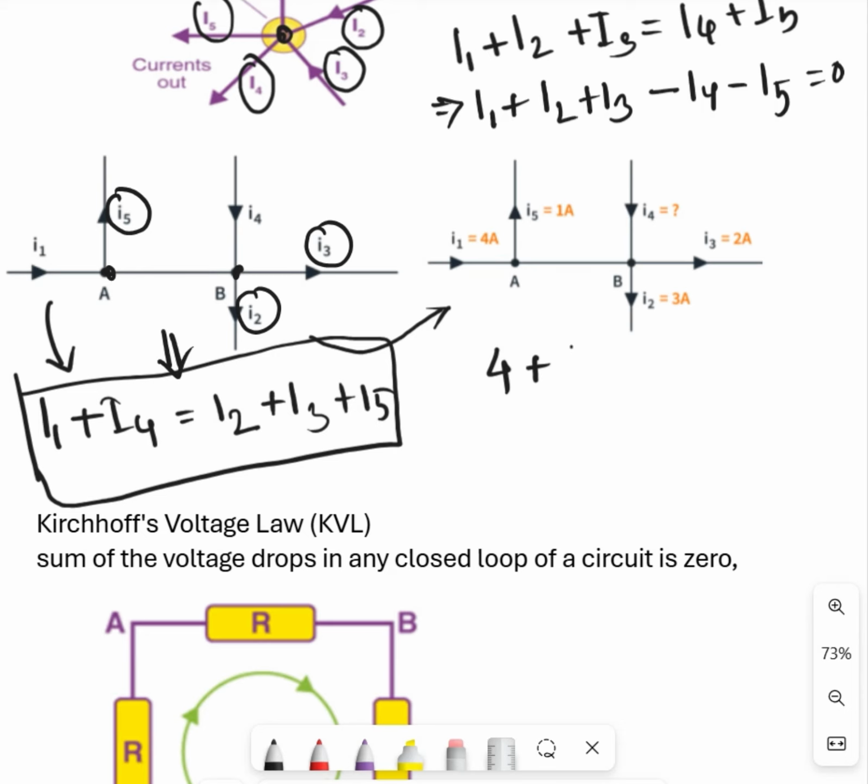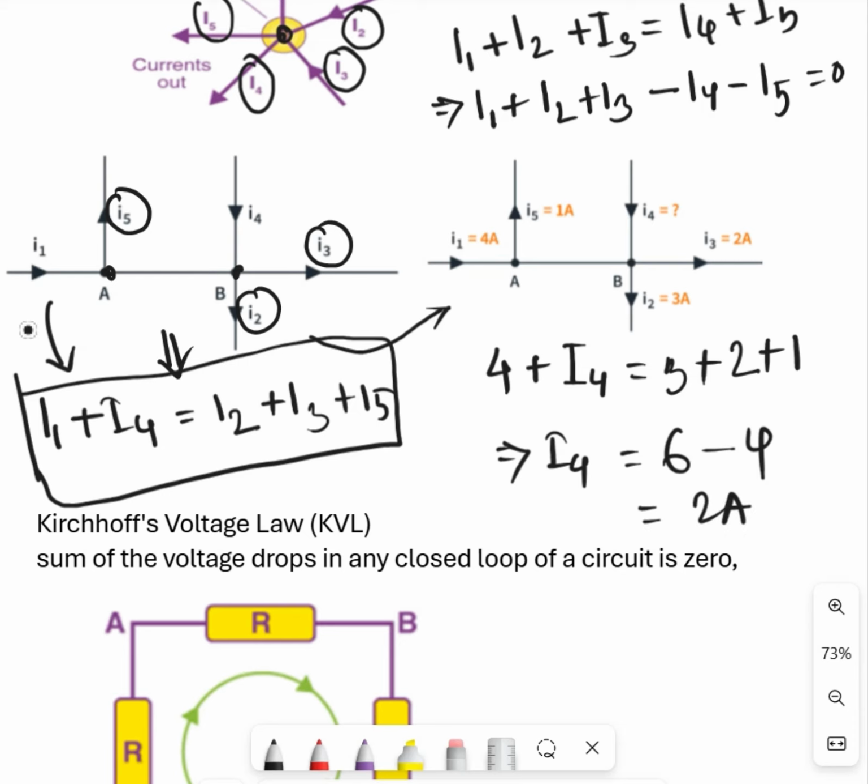I4 is also entering. There is no I4 given, so we have to calculate how much current is entering at node B. The value of I4 is equal to the value of I2, which is 3 amps, plus 2 amps and 1 amp, right? So I4 is equal to, we could write down here, 6 minus 4, so it will be 2 ampere, right?